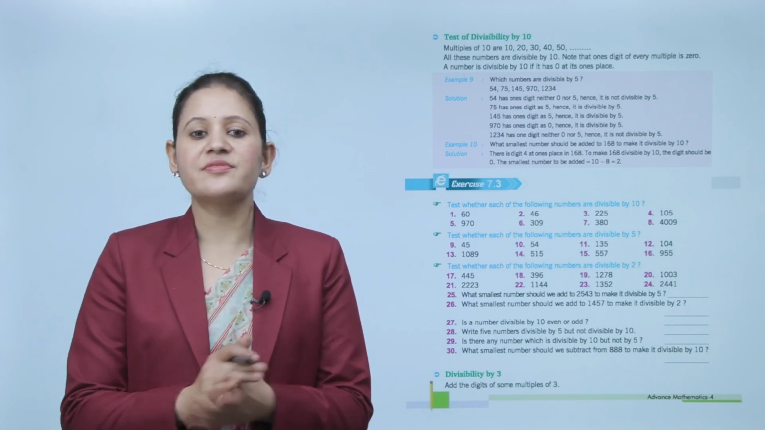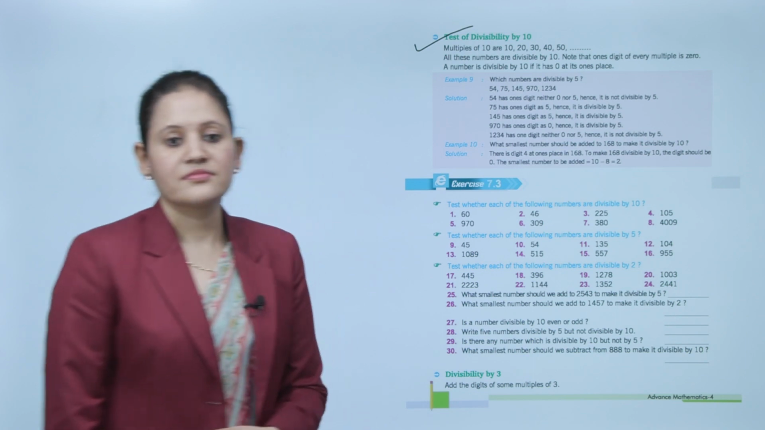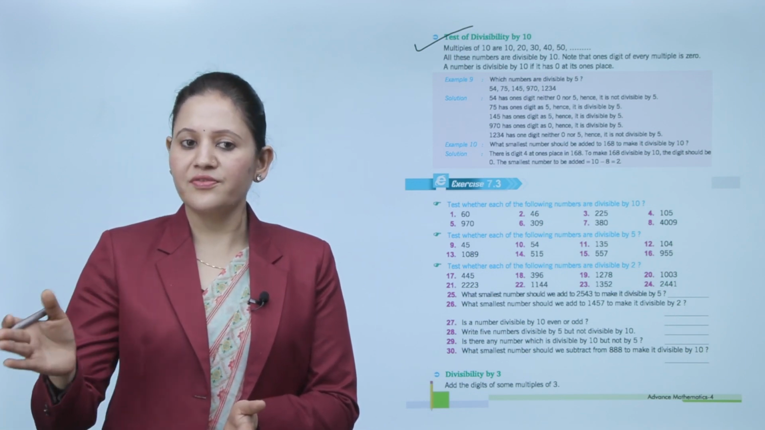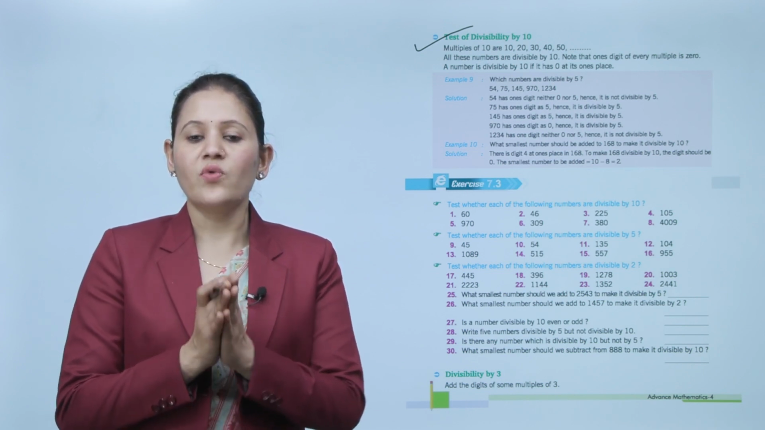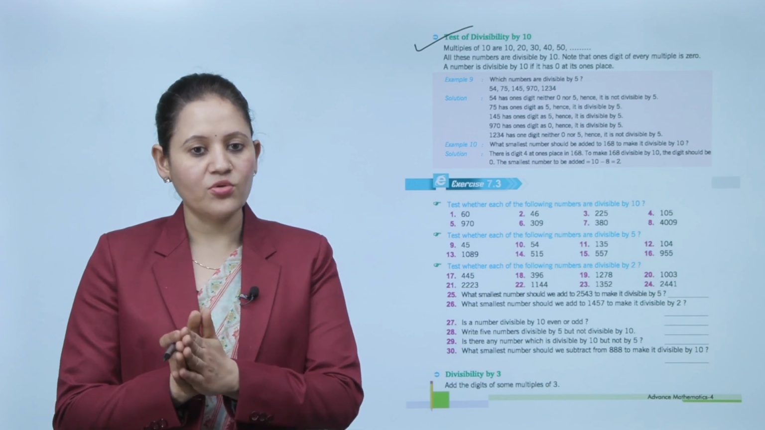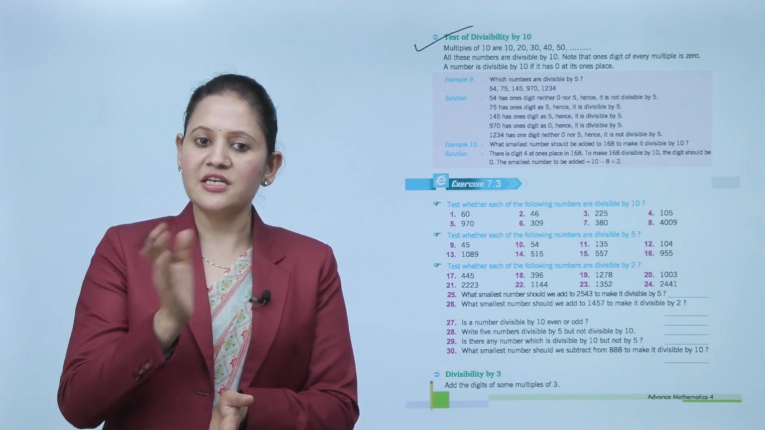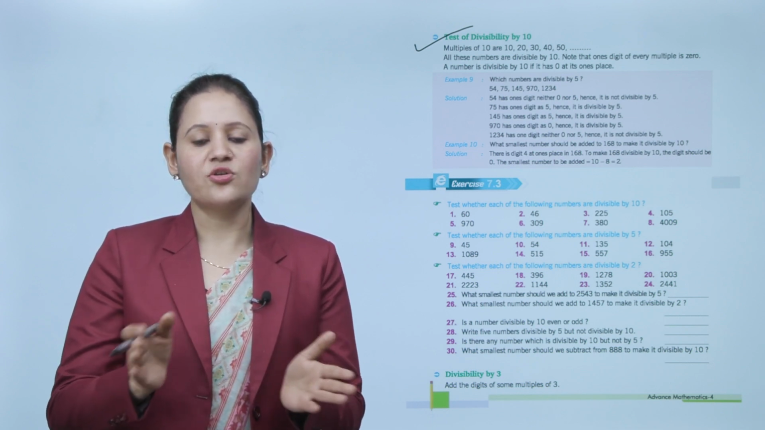Next is the test of divisibility by 10. Multiples of 10 are 10, 20, 30, 40, 50. So all these numbers are divisible by 10. Note that the ones digit of every multiple is 0. So whichever number has 0 at the ones place, that number is divisible by 10. A number is divisible by 10 if it has 0 at ones place.